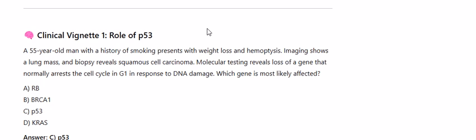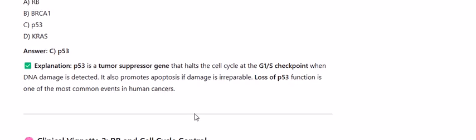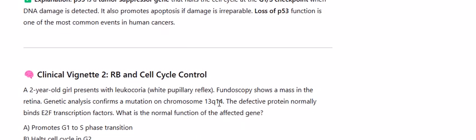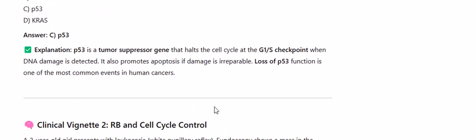Answer: C, p53. Explanation: p53 is a tumor suppressor gene that halts the cell cycle at the G1/S checkpoint when DNA damage is detected. It also promotes apoptosis if damage is irreparable. Loss of p53 function is one of the most common events in human cancers.